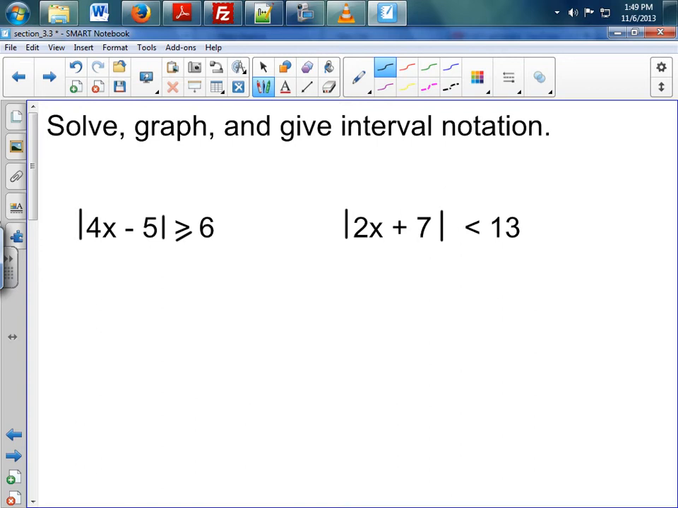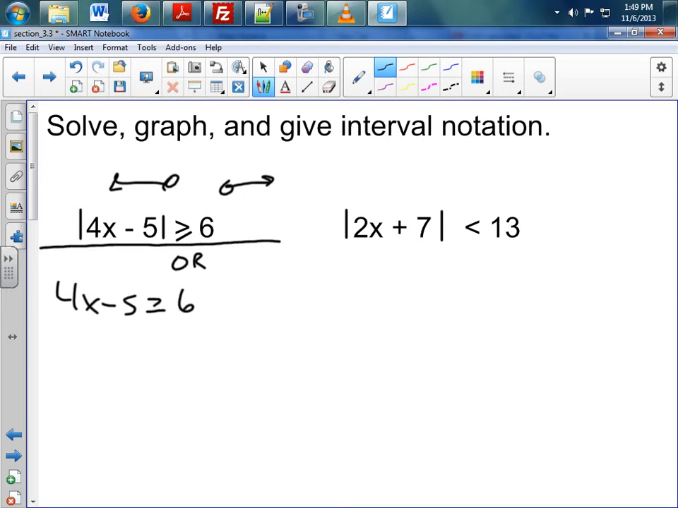So, right off the bat, I draw a line. It's a greater than or equal to sign, so I'm going to put an OR in there, just so I know. What's this going to be? An AND statement. This is an OR statement, so my graph better look like this when I'm done. So, 4x minus 5 is greater than or equal to 6, or 4x minus 5 is less than or equal to negative 6.